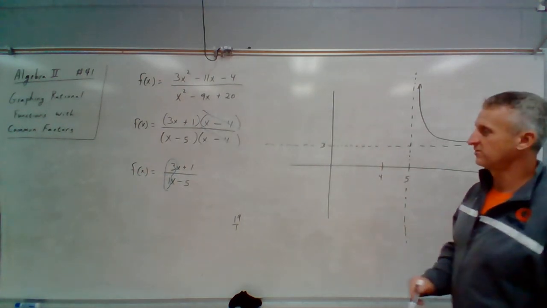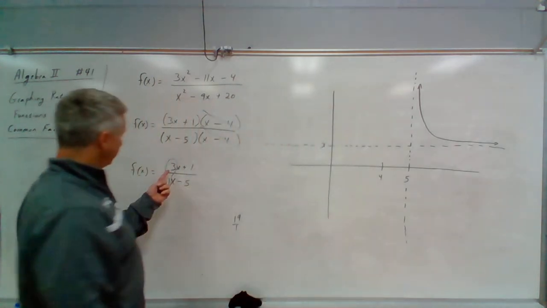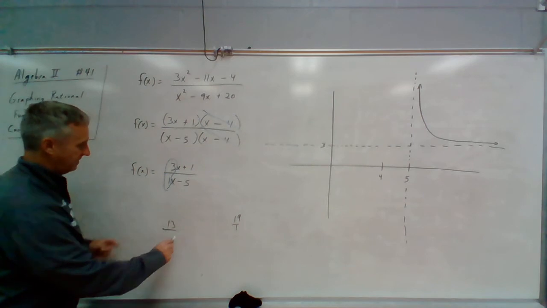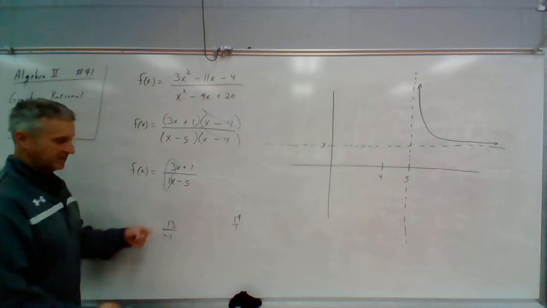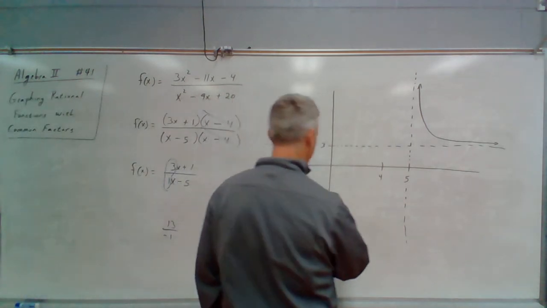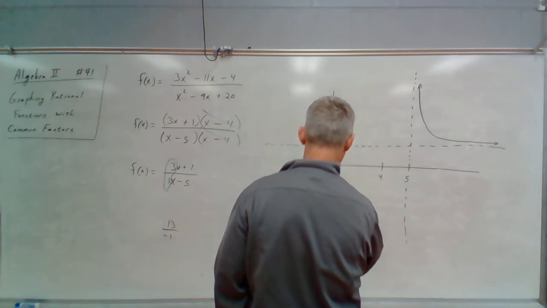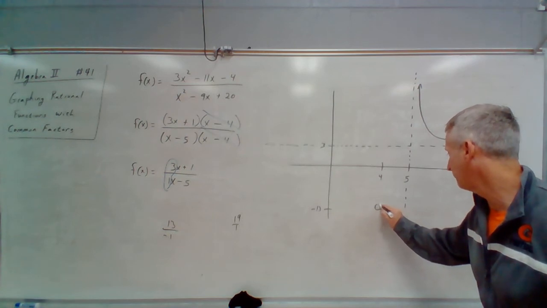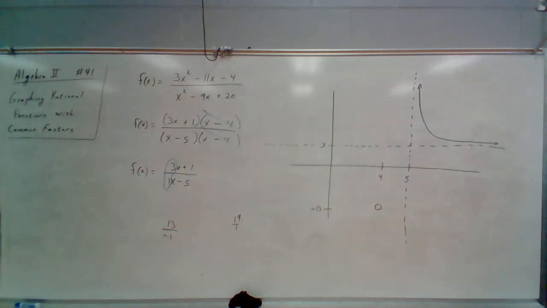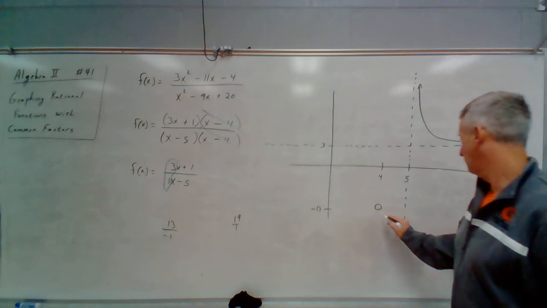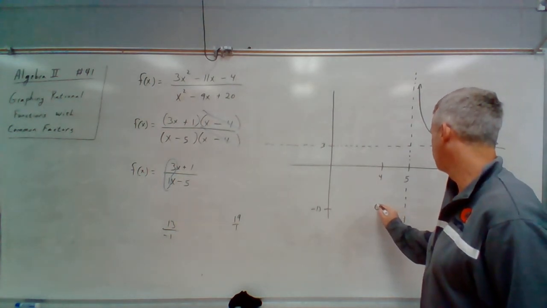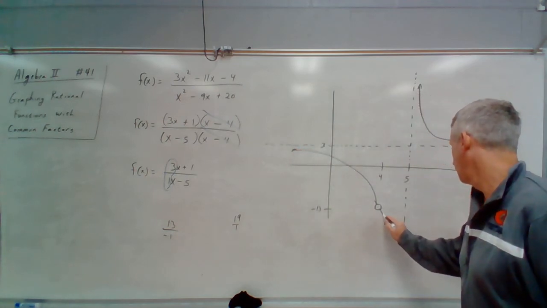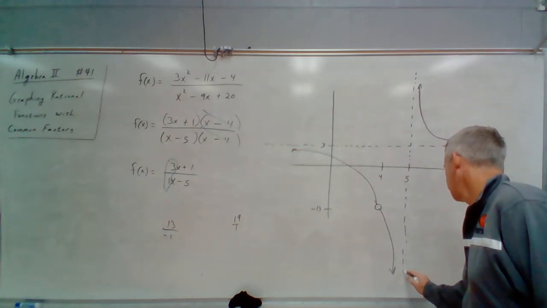So let's put in a 4 and see what we get. So if I plug in 4, 3 times 4 is 12, plus 1 is 13. 4 minus 5 is negative 1, so I get negative 13. Remember, this will be a hole in the graph. 4, negative 13. And it's going to go out that asymptote and down this asymptote.